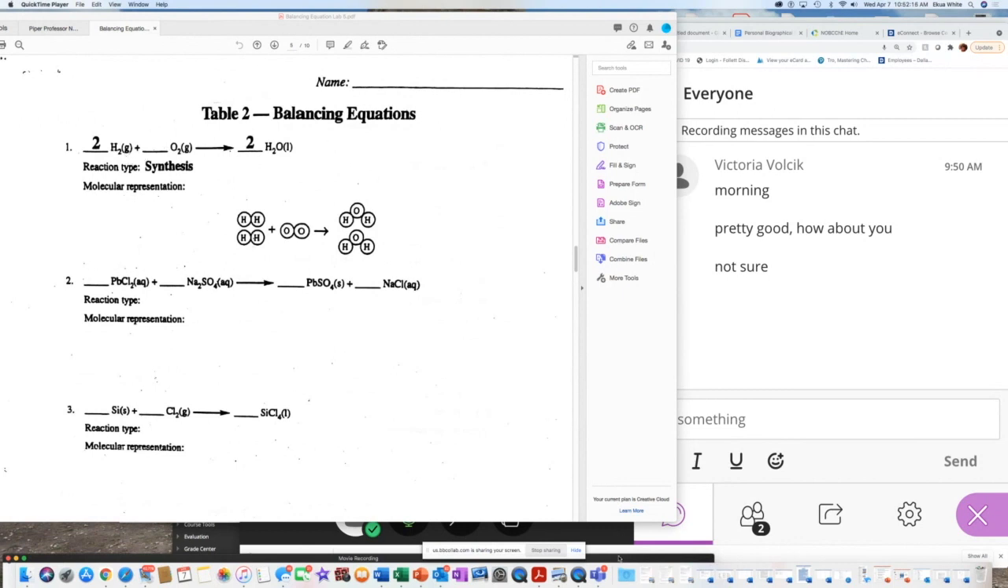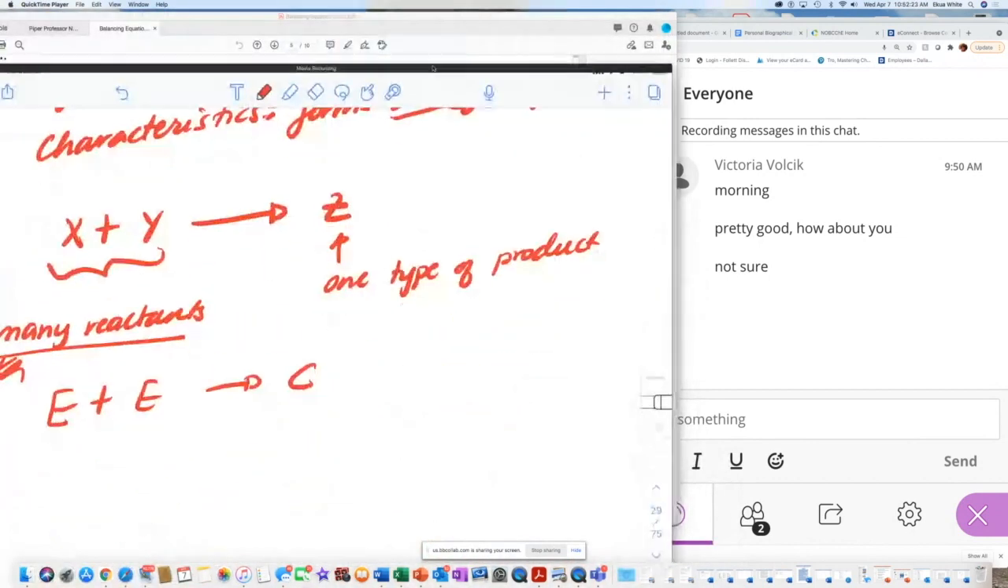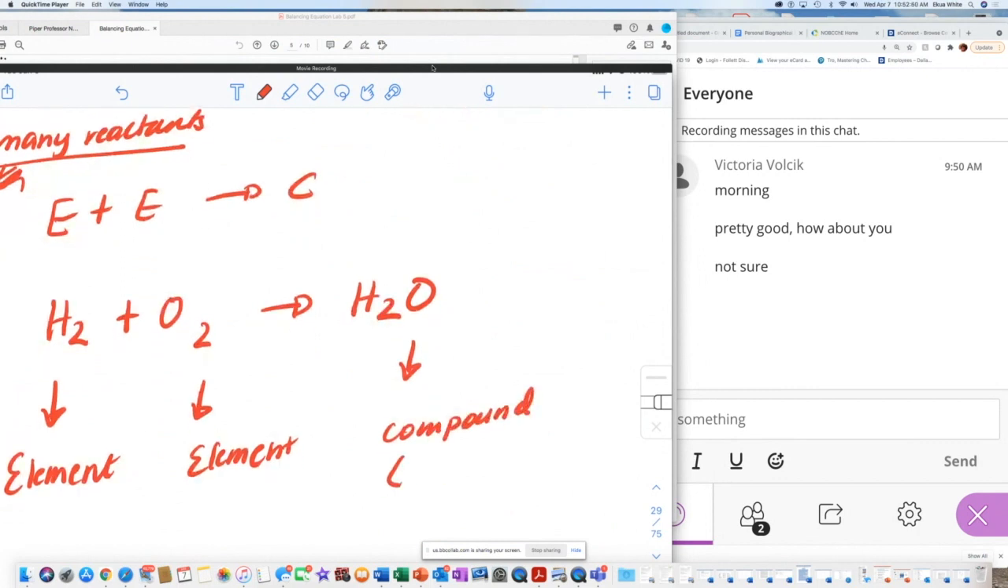Let me tell you why this first one here is synthesis, right? Hold on. Okay. In the first one, which I've already forgotten what it was, we were making water. We had H2 adding to O2 to give you H2O. This is an element. This is also an element. And this right here is a compound. What makes this a compound? You have two or more elements combined, right? Combined. You see, we have a hydrogen and then we have oxygen in the formula.